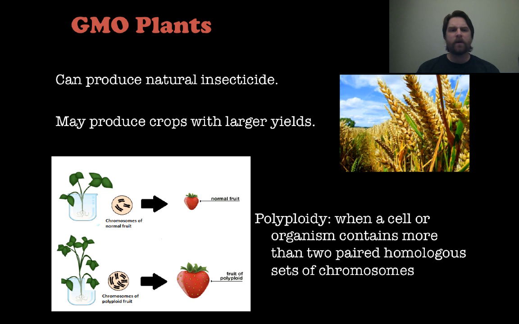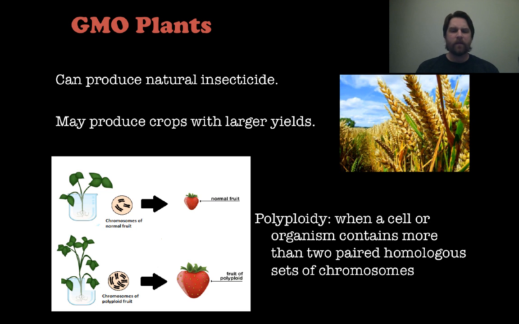So next thing we're going to talk about is genetically modified organisms, and in this case, genetically modified plants. These are all over the place. There's ways that we can modify certain plants to make sure that they can produce a natural insecticide. This keeps them safe from being eaten by insects. Also maybe help them produce larger yields of crops per year. Now, these are all by coding for and making sure certain genes make it to the next generation.